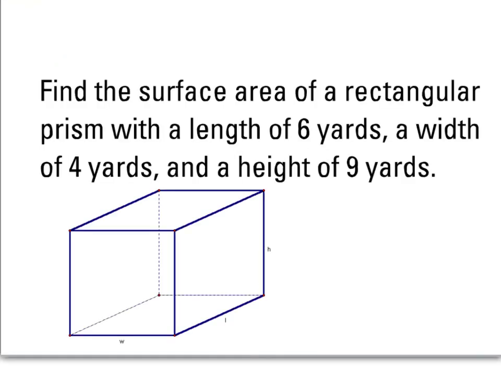Alright, practice problems, actually 2 of them for you. First one here, find the surface area of a rectangular prism. I gave you obviously a prism for reference here. Length of 6 yards, obviously that makes this 6 yards. The width is going to be 4 yards, and your height is 9 yards. Make sure you label when you are done with that.